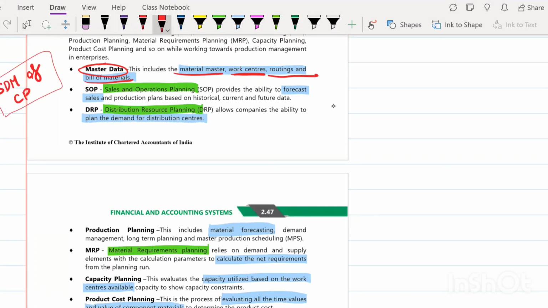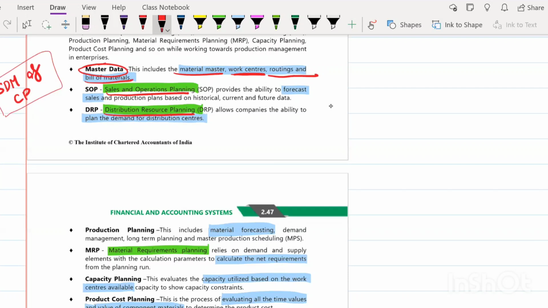Correct. Next, what else is going to be included in this production module is SOP, that is, sales and operations planning, where you forecast what sales are going to be there in the future, so that according to that you are able to produce now. The same way, you'll also have distribution resource planning. Here, once you are ready with your finished goods, there must be enough distribution centers to sell your goods also.